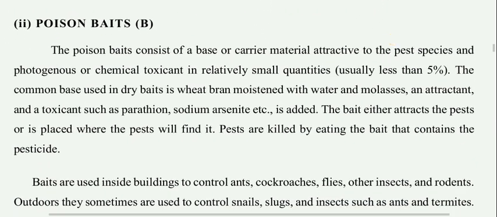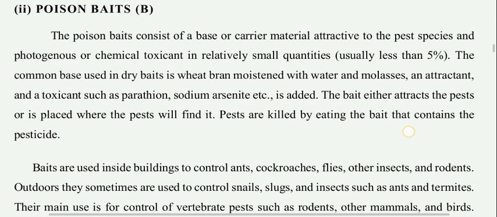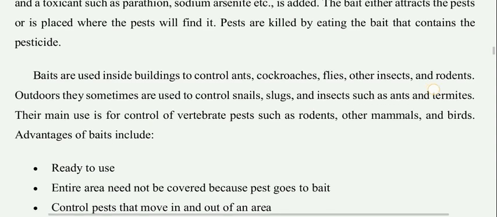Poison baits. The poison bait consists of a base or carrier material attractive to the pest species and a stomach poison or chemical toxicant in relatively small quantities, usually less than 5%. The common base used in dry baits is wheat bran moistened with water and molasses. An attractant and a toxicant such as parathion or sodium arsenate is added. The bait either attracts the pests or is placed where the pests will find it. Pests are killed by eating the bait that contains the pesticide.